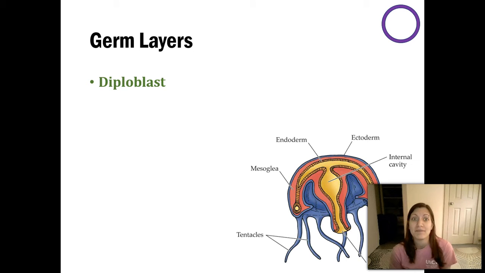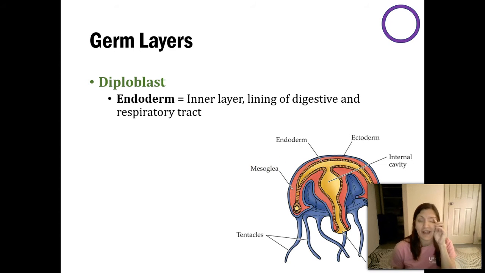Diplo, di means two. So these organisms have two germ layers. The first one is the endoderm. Endo referring to inside, and derm usually refers to a layer. So the endoderm is the internal layer. This typically gets turned into the lining of the digestive tract and the respiratory tract. So lining, they have epithelial cells. So this becomes the inside of the digestive system, or the inside of the respiratory system.